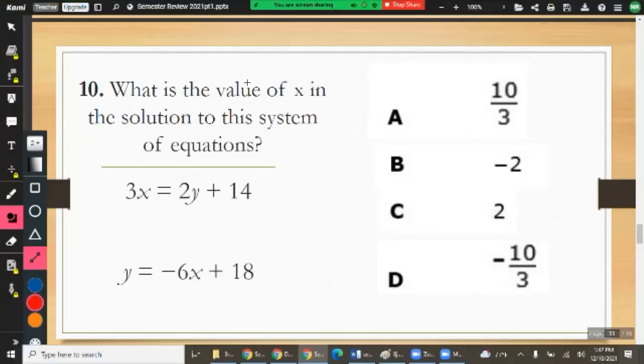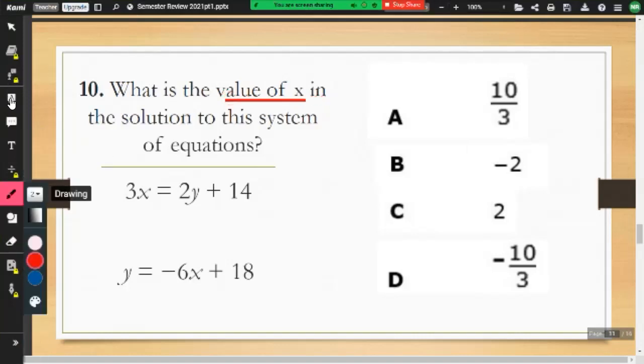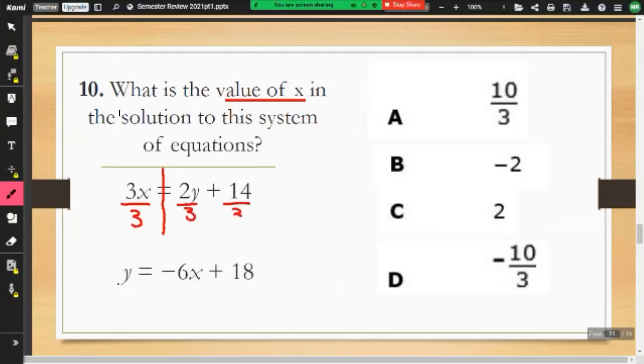Number 10. What is the value of x in the solution? Now, I gave you guys a hint in your packet. It said either change both of those to standard form, or solve for y on both of those and use the intersect method. A lot of people chose to solve for y, but they solved for y on this first one and divided by 3. Why is that the wrong thing to do?